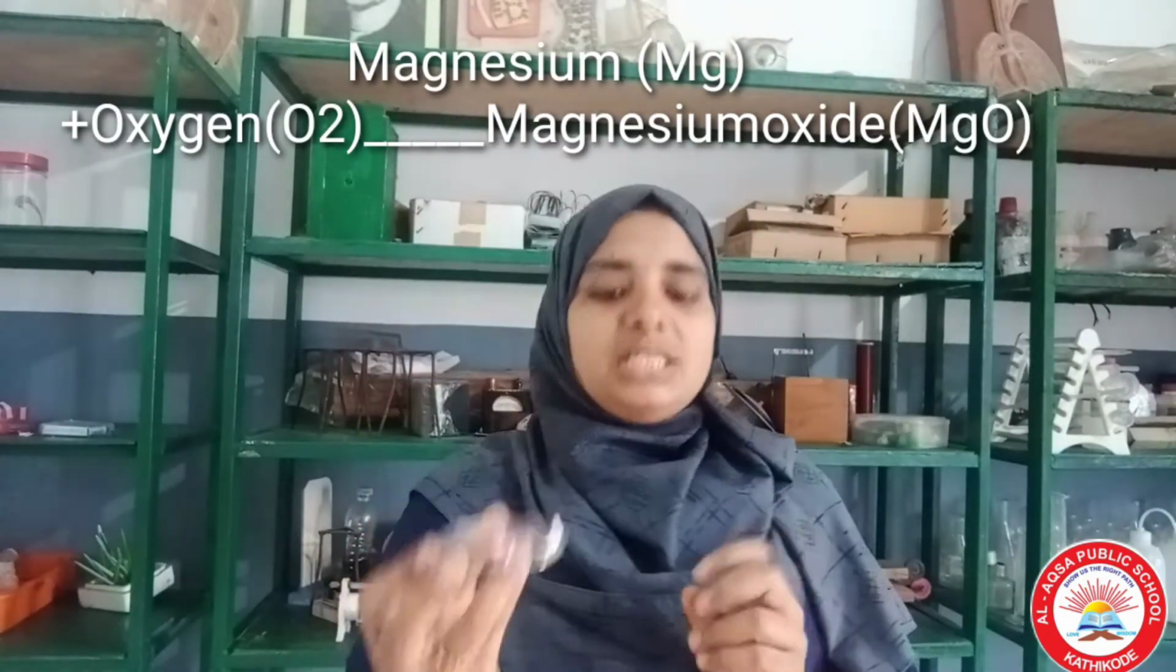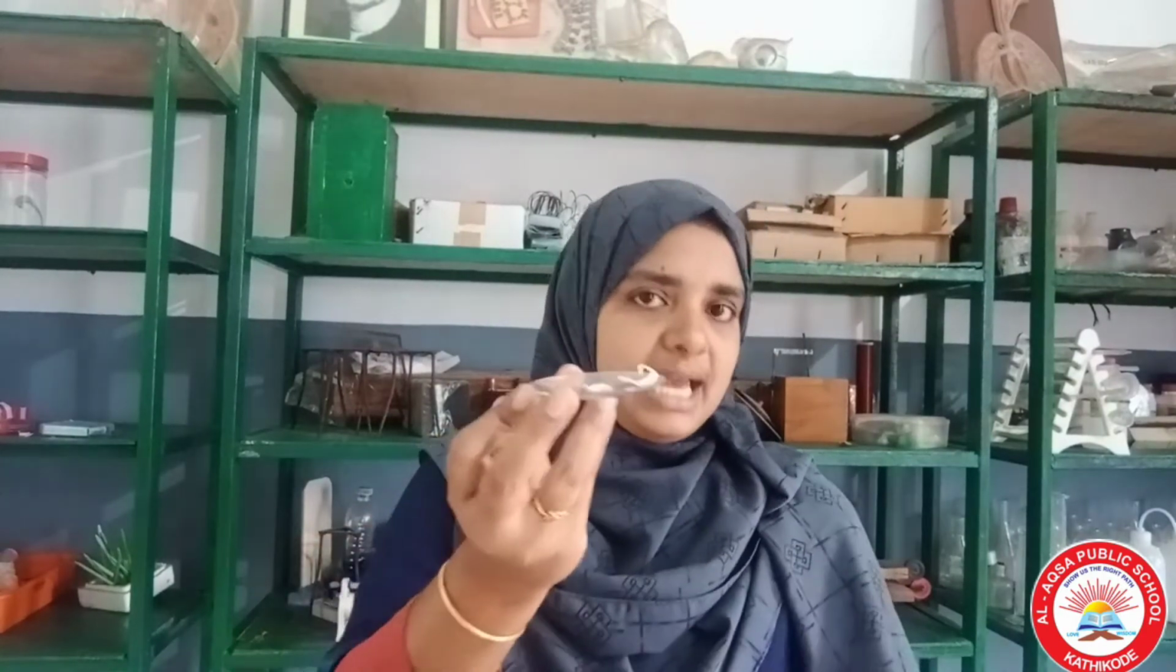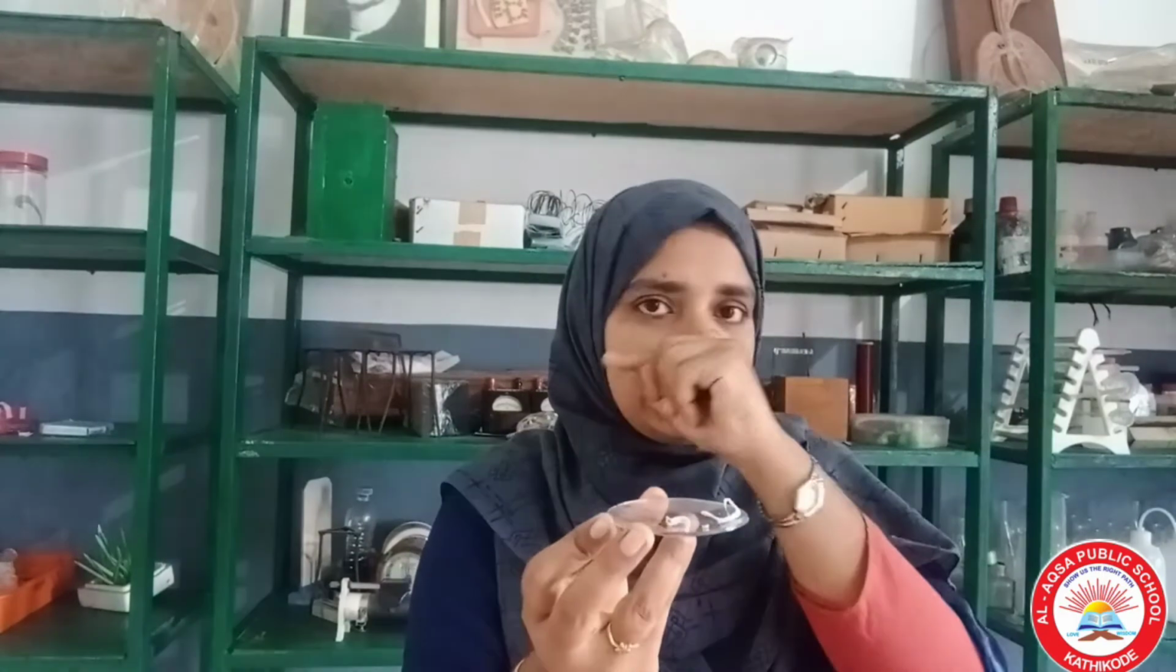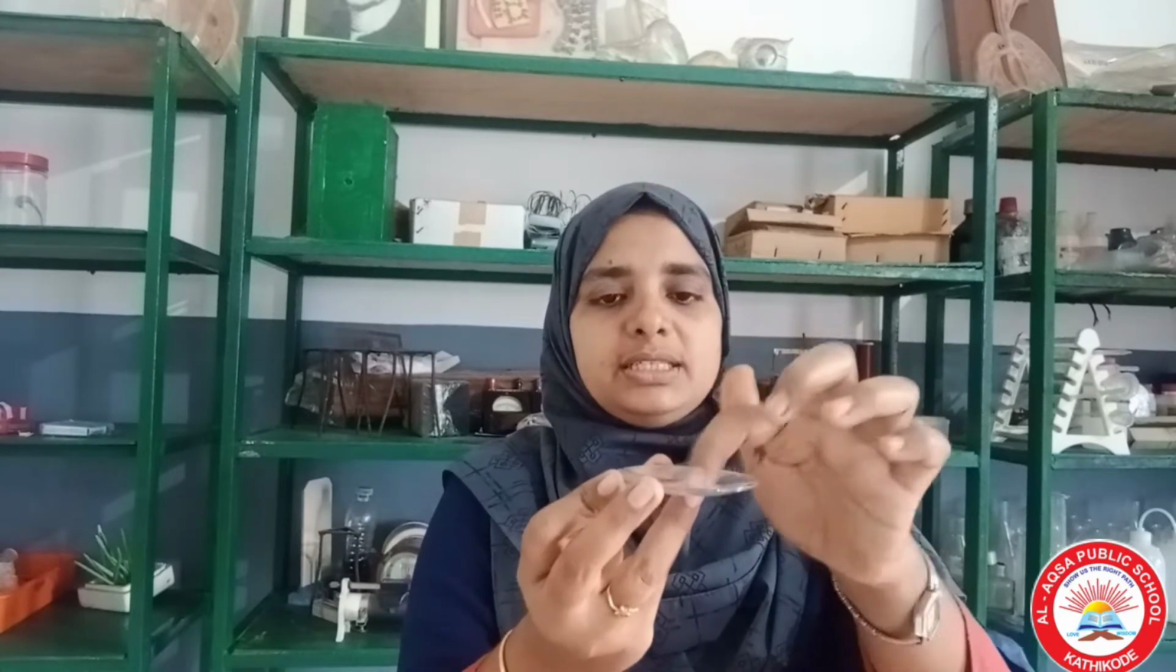This white ash is a chemical change: magnesium reacts with the oxygen and I got magnesium oxide, this white ash. So it is an example of chemical change. The next one, now I am dissolving this magnesium oxide in water. The ash has almost dissolved in water. That means we got a solution here.